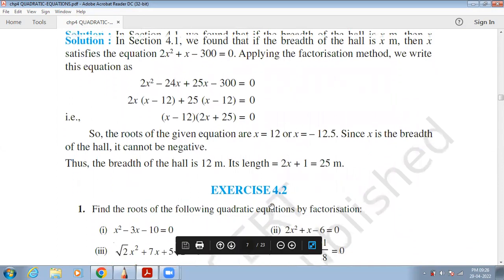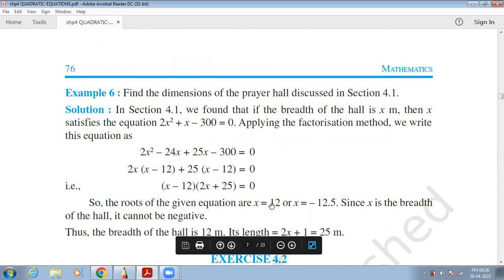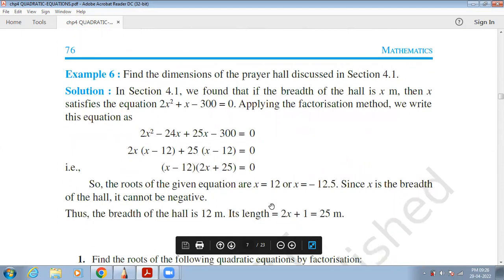So as simple as before, they are just asking you to find the dimensions of the prayer hall as discussed in section 4.1 at the top. So this was the equation. Okay, this was the equation, 2x square plus x minus 300 equals to 0. Now you just need to find the solution to it.